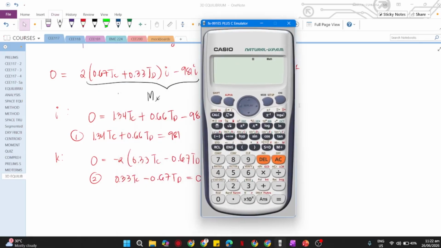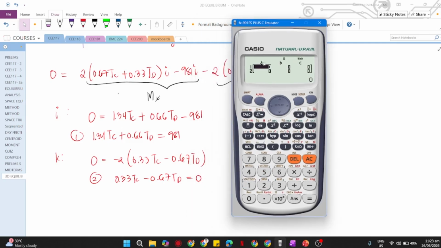So take out your calculator, go to mode, press equation, then two unknowns. Let's put in all the coefficients. For TC, that is 1.34. For TD, that is 0.66. And for our constant, 981. Then the same thing for our second equation: 0.23, negative 0.67, and the constant is 0.